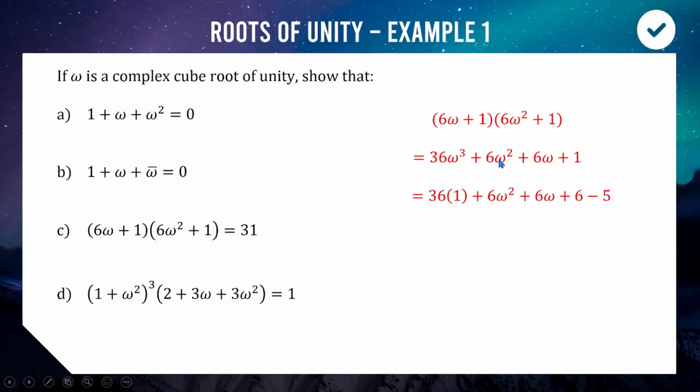Because we have a 6 omega squared and a 6 omega, it'd be really good if we had a 6 here. So that's what we're going to do. We're going to write this as 6 take away 5. That's a clever way of writing 1, because now we can factor a 6 out of these three terms in the middle.